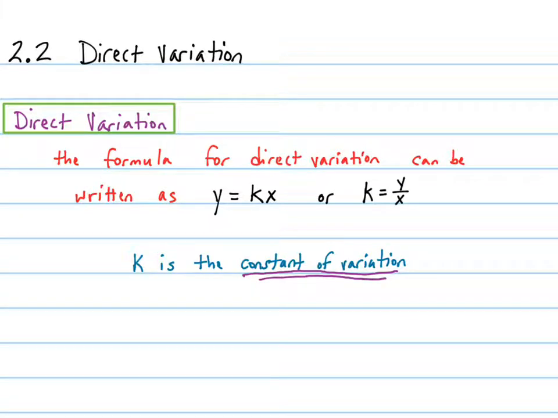Section 2.2, direct variation. The formula for direct variation can be written as y equals k times x, or k equals y divided by x. In this case, k is the constant of variation. So the relationship between the variables y and x is constant, meaning that if you take your input x and multiply it by your k value, or your constant of variation, the output is y. And it's the same k value for every input of x to get each of your outputs for y.